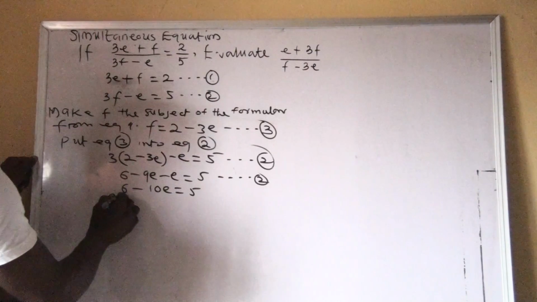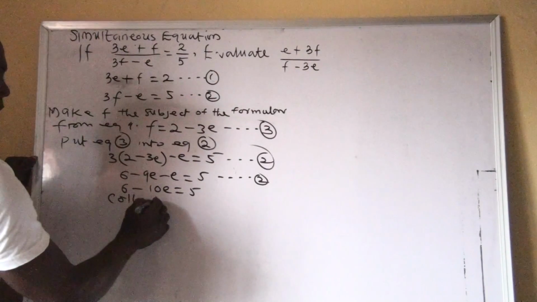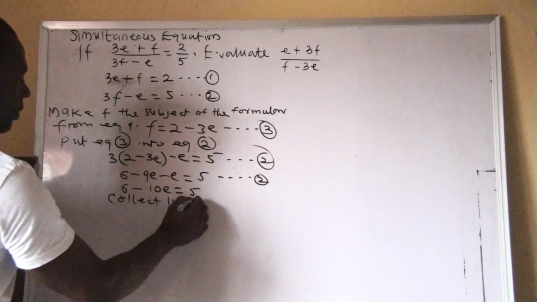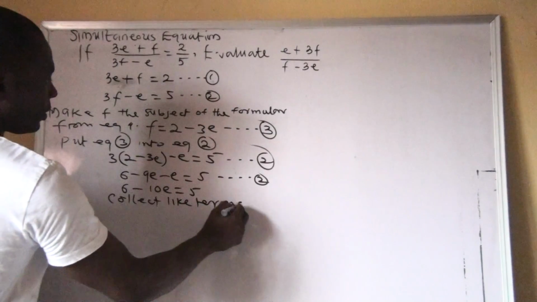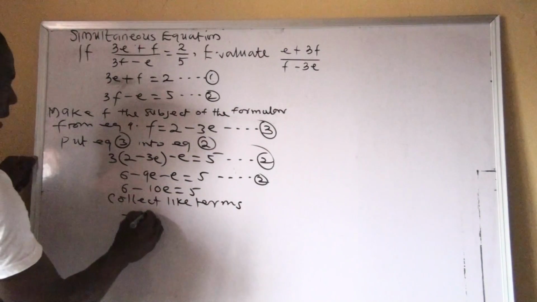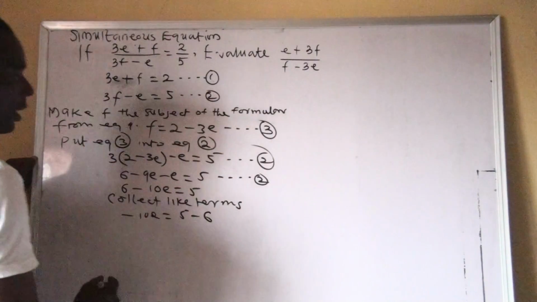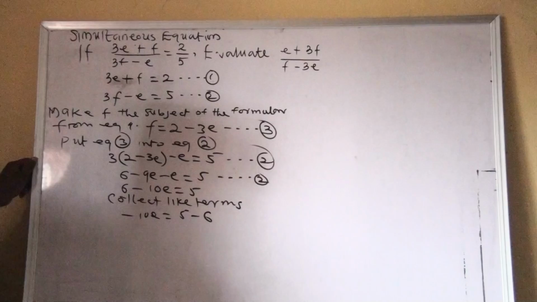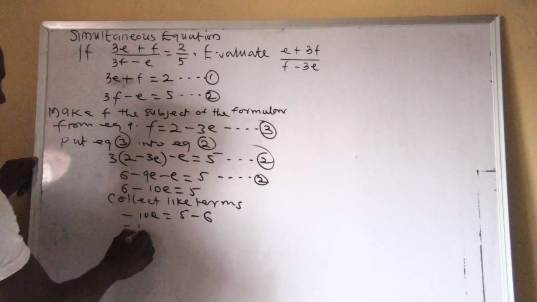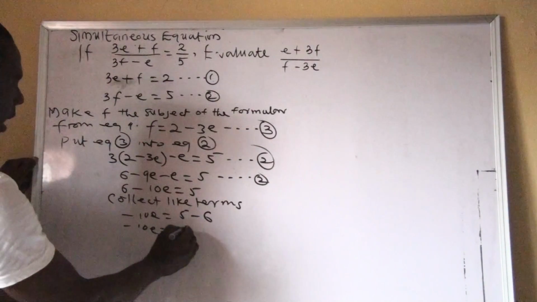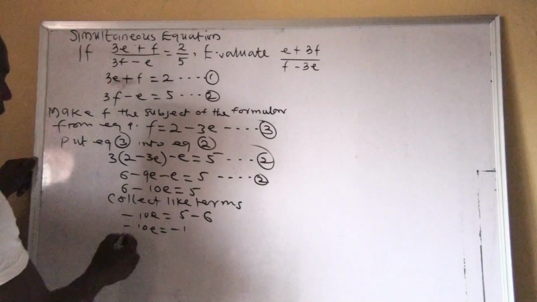So we say collect like terms. So here we have minus 10e is equal to 5 minus 6. 5 minus 6 will give us minus 1. So minus 10e is equal to minus 1.